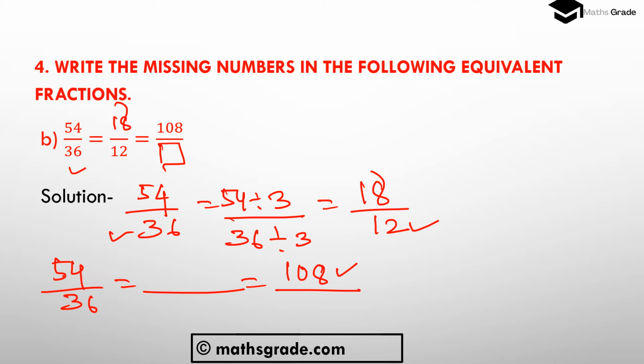108? If we multiply 54 with 2, we will get 108. 2 5s are 10 and 2 4s are 8. So we have to multiply the denominator 36 with the same number 2. Now 36 multiplied with 2 is 72. So 108 divided by 72. So the missing denominator is 72.